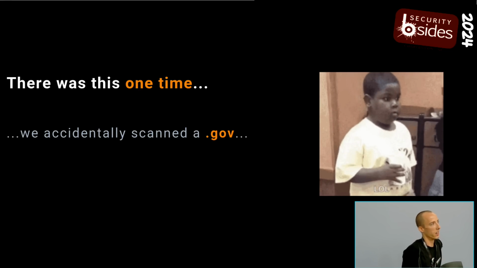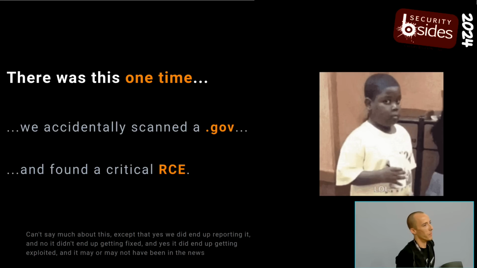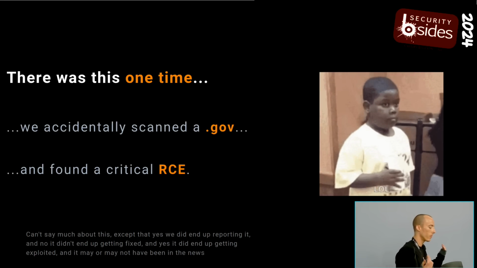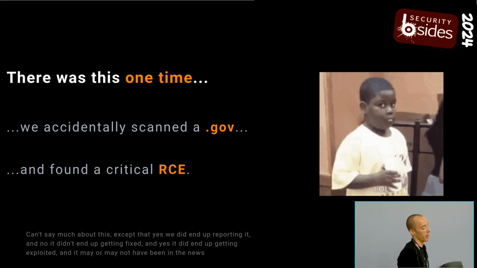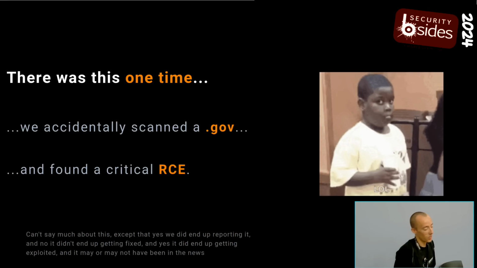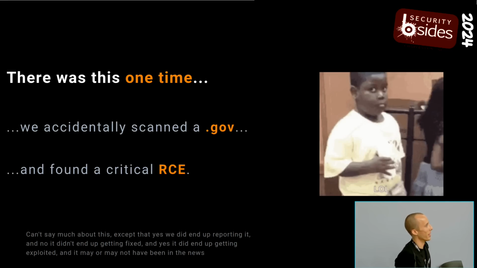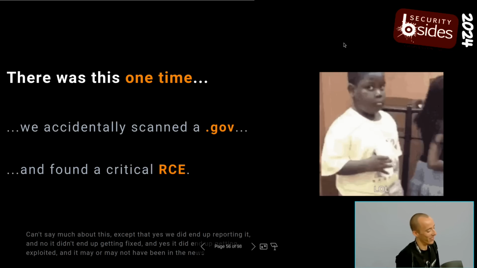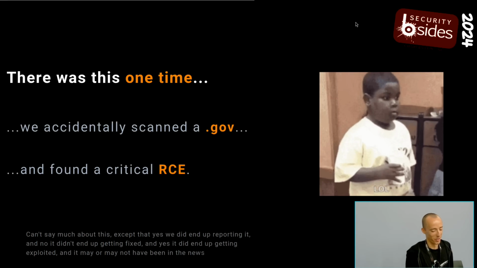There was one time that something like that happened, and we accidentally scanned a .gov. This was especially bad because we found a critical RCE on that. BBOT has a few modules that look for things like compromised machine keys, or weak secrets on your web app, which a lot of the time can get you RCE. And this was one of those cases. I can't talk a lot about this except to say that it was very awkward reporting it. And it got exploited before they could fix it. And it was a whole thing.